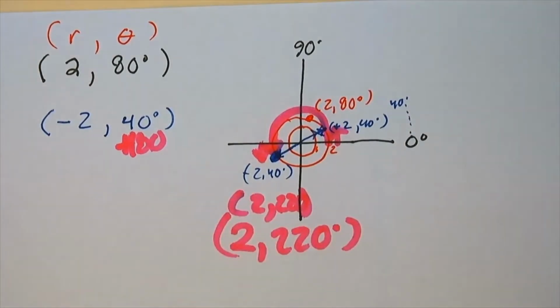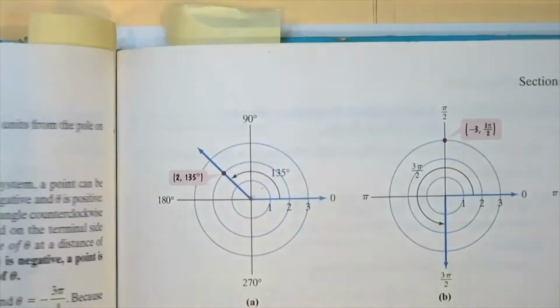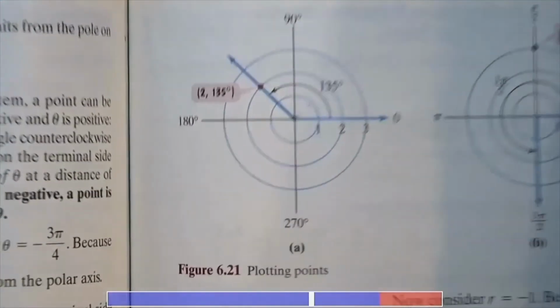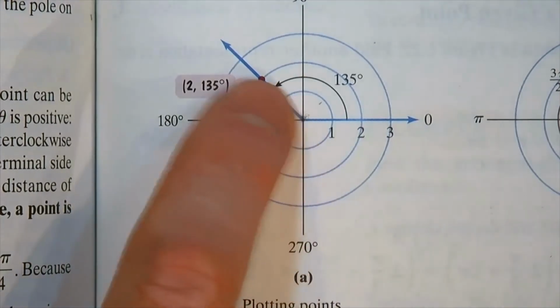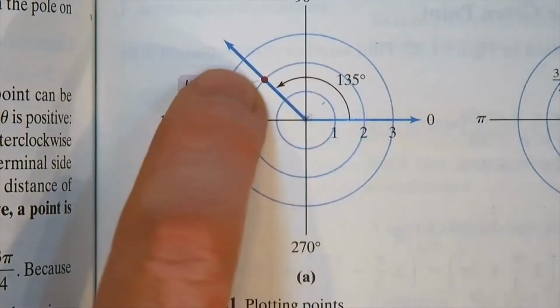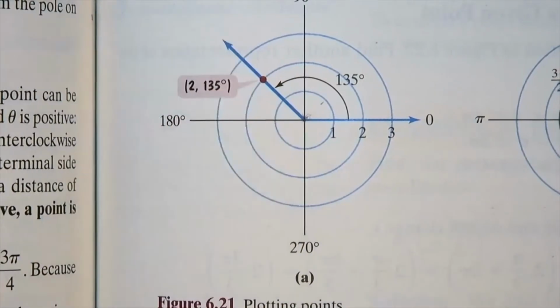So they're going to give you some stuff. Try to name the points in different ways. You're going to have a little challenge at doing this. I'll show you something from the book. Here's some pictures. It's on 6-3. Here's 2, 135. 2 is the distance, and they went 135. There's the dot. You don't have to draw the line, just the dot.